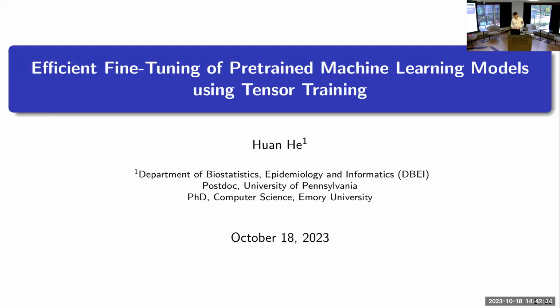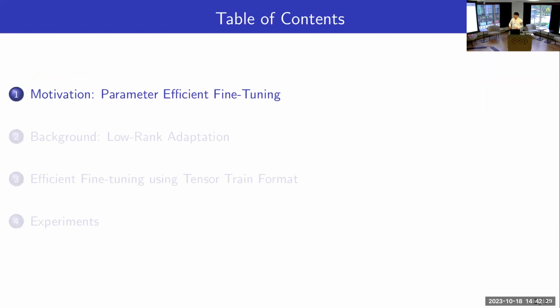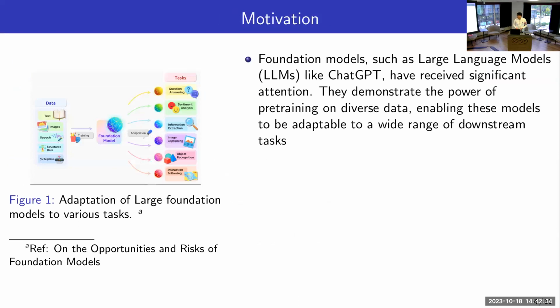So I'm going to motivate why we want parameter efficient fine tuning of large machine learning models. In just the last one or two years, foundation models have received much attention, such as language models. I bet most of you have used ChatGPT. They demonstrate the power of pre-training on diverse data, because they are trained on online data and textbooks, but they can answer QA questions and complete text. This is all done by pre-training on diverse data.